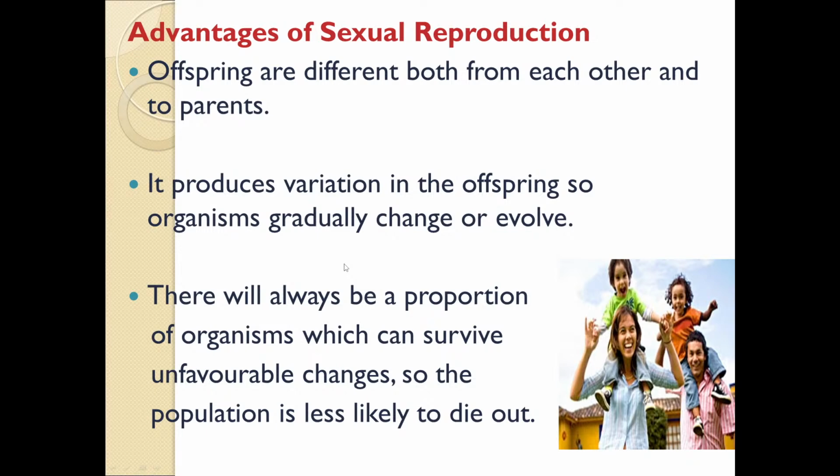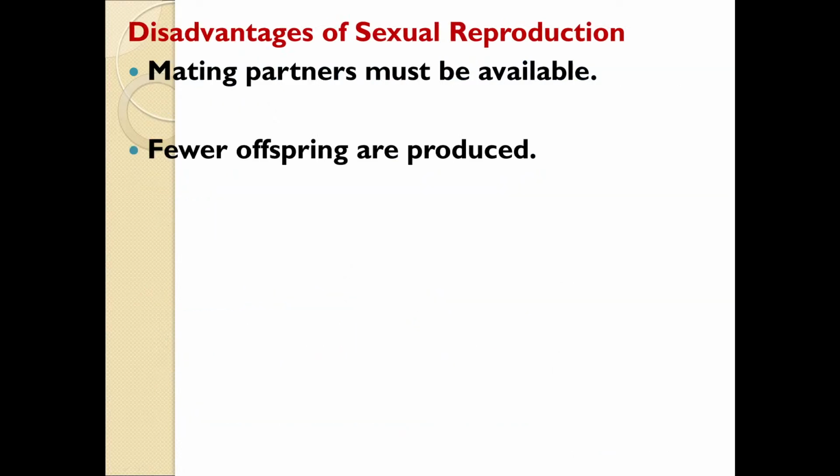So as for the advantages, we can see that yes, there are some advantages of sexual reproduction, and one of the main ones is what is known as variation, which simply means that organisms can adapt to different environments as they come.